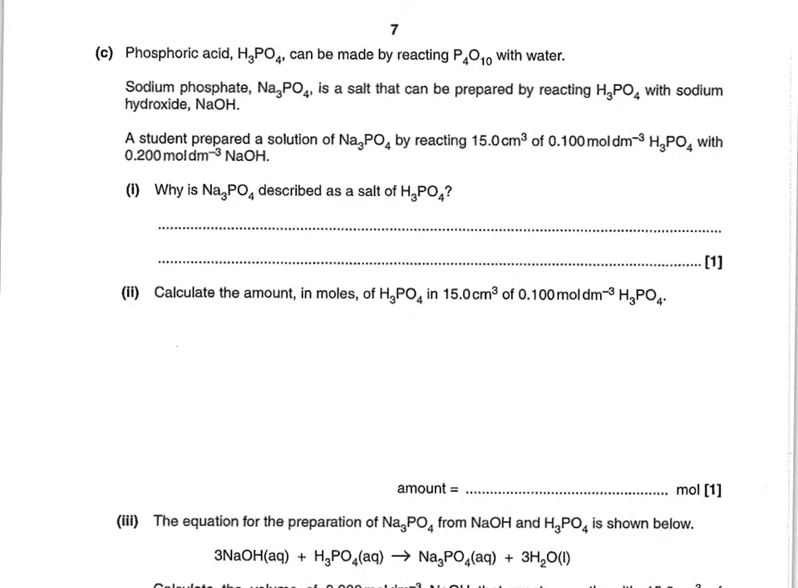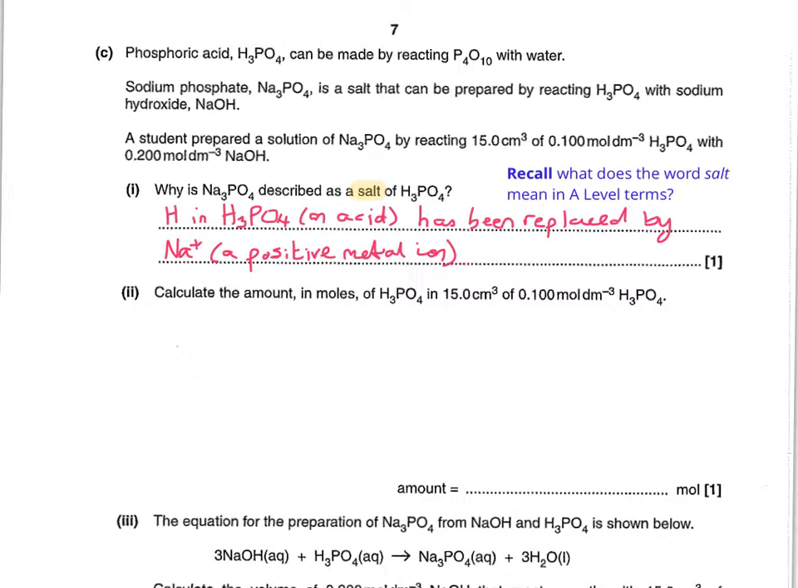This starts by asking why Na3PO4 is described as a salt of H3PO4. This requires you to think about what the word salt means at A-level. Please don't try and default to GCSE type thinking here and just say it's produced when an acid and a base react. You need to go a bit further than that.